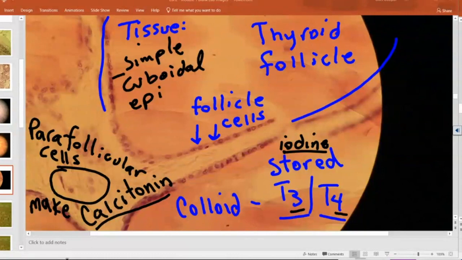So here is a pretty good markup of the thyroid. Go ahead and get this one. I'm going to show you another picture. We're going to mark it up again.